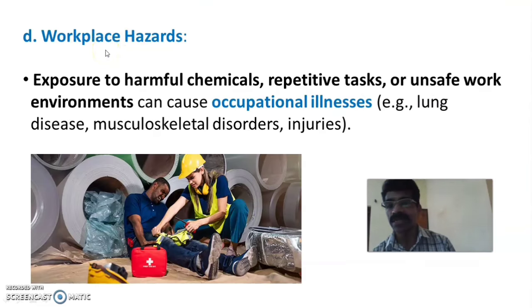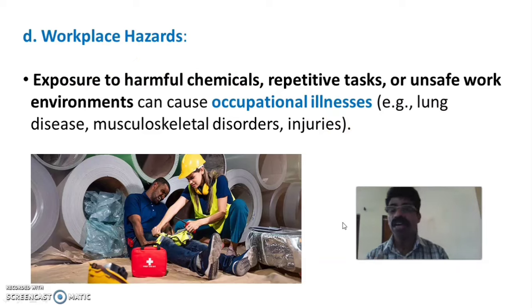Then workplace hazard, work setting hazard. So exposure to harmful chemical substances, or repetitive tasks with machines that may cause friction and injuries, etc., or an unsafe work environment, all can cause occupational diseases or occupational illness. For example, lung diseases such as pneumoconiosis, that is a respiratory disease due to dust exposure. Even handling machines, etc. may lead to musculoskeletal disorders and injuries. So these all indirectly or negatively affect the health and well-being of the person. That comes under workplace hazards or work setting hazards.